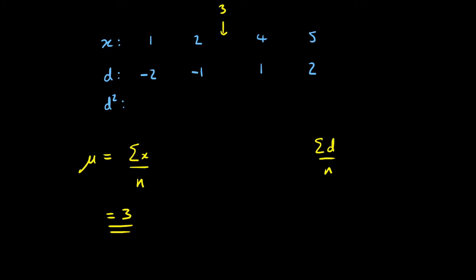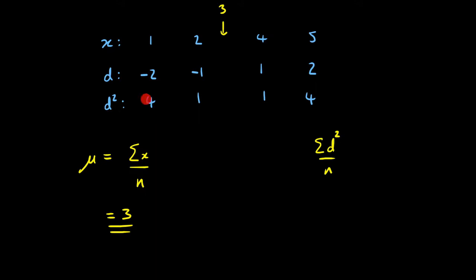Right, so if I square each of these values, I'm going to get 4, 1, 1, and 4. So now what we're going to say is, okay, a way of measuring our spread, how far each data point is away from the middle, is to take the mean of the distance squared. So we're going to do the mean of the distance squared.